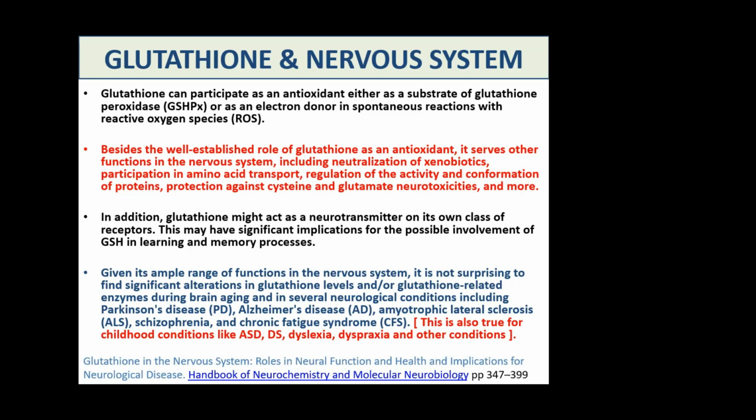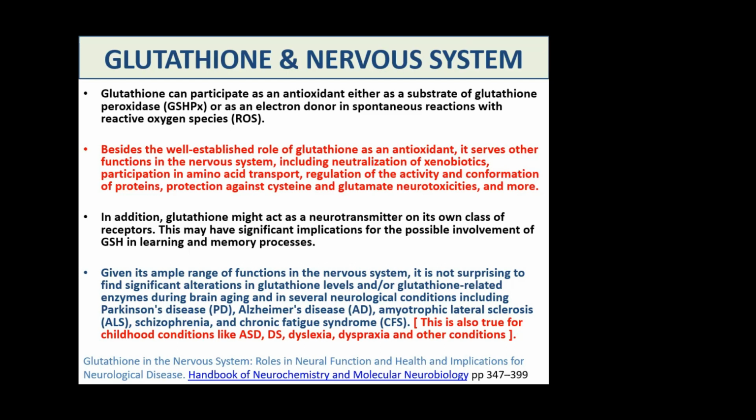In addition, glutathione might act as a neurotransmitter on its own class of receptors. This may have significant implications for the possible involvement of glutathione in learning and memory processes. This is another, in inverted commas, new function of glutathione, all right? If it's true, it's not new. It's been doing this job for a long, long time. It's only now that the scientists are discovering, apart from all these important functions, including being a signaling molecule, it is possibly also a neurotransmitter, meaning it participates directly in the function of your nerves and the brain cells.